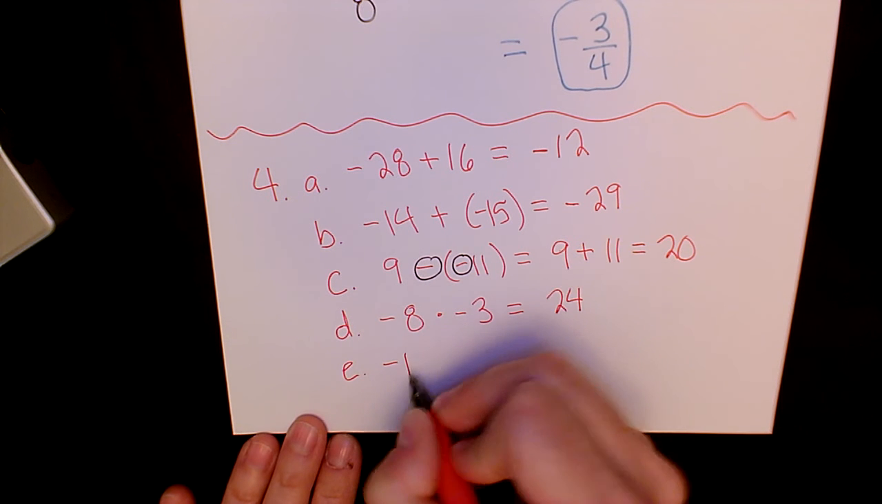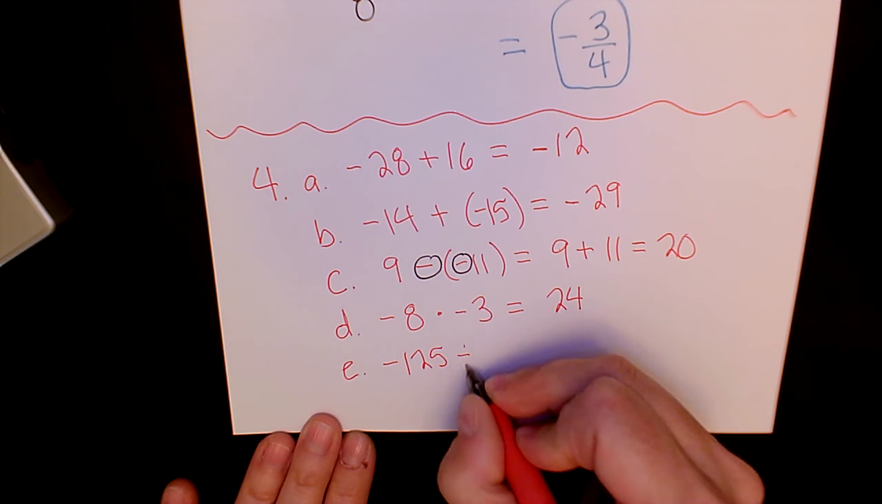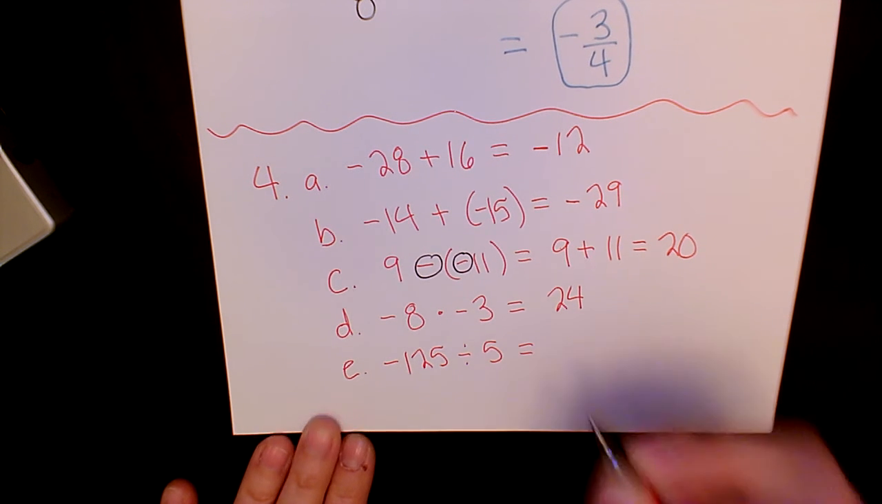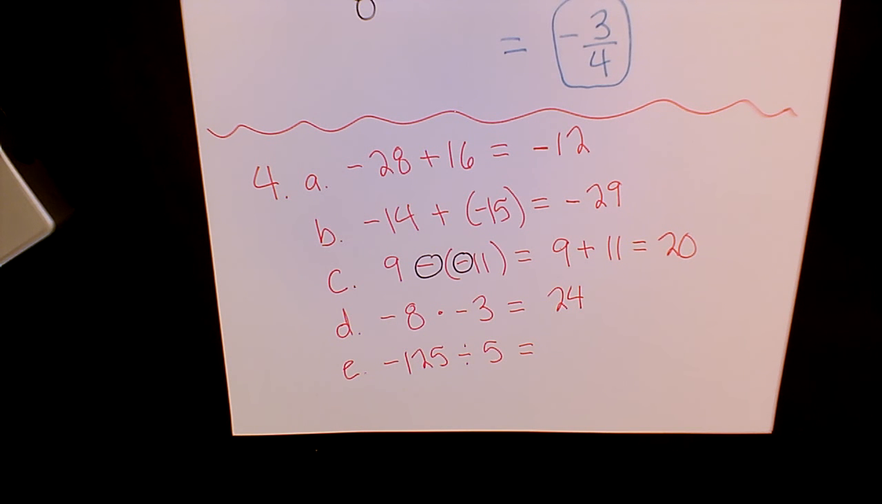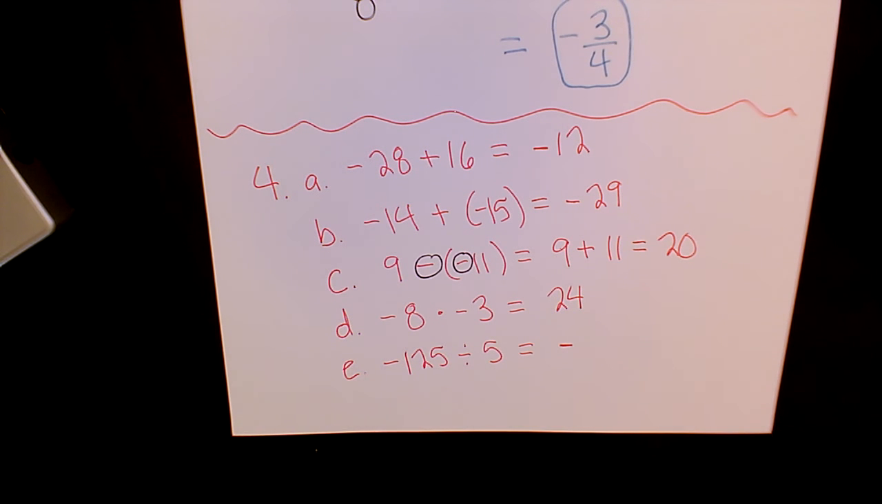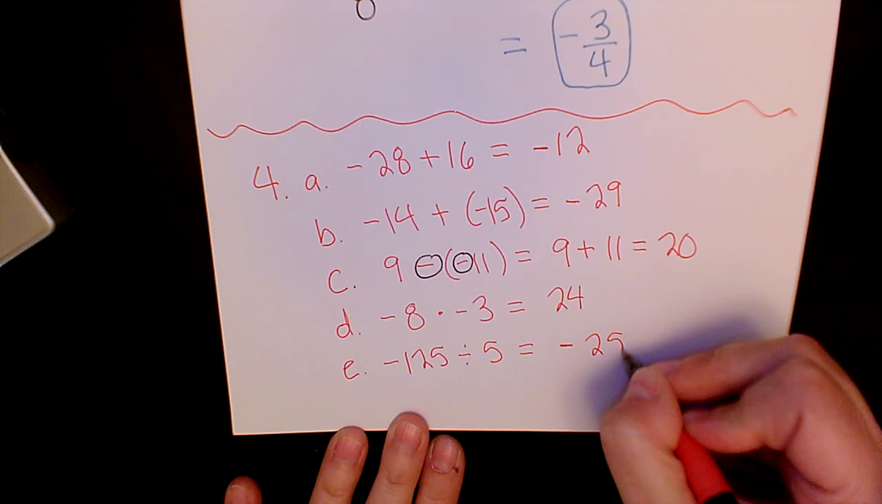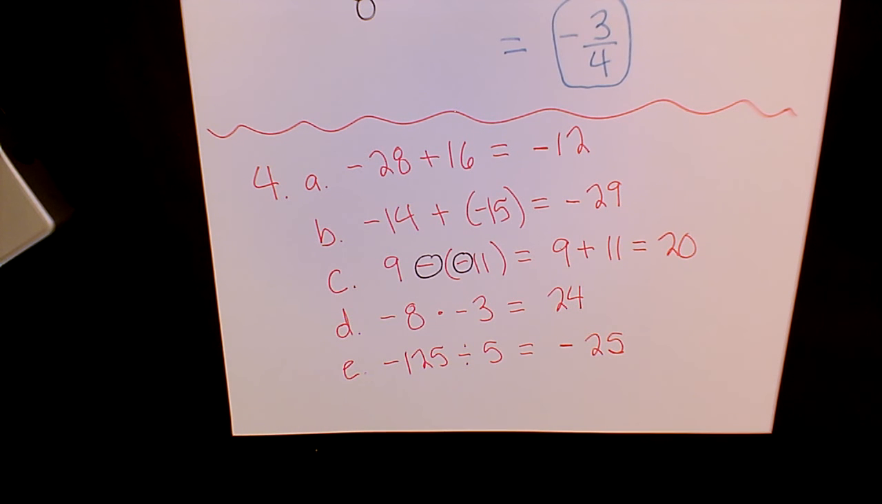And then I've got a division. I've got a negative divided by a positive. And if you want to punch that in your calculator, you can. But a negative divided by a positive is a negative, right? So I know my answer is negative. And if you punch that in, you'll get negative 25. So that's number 4.